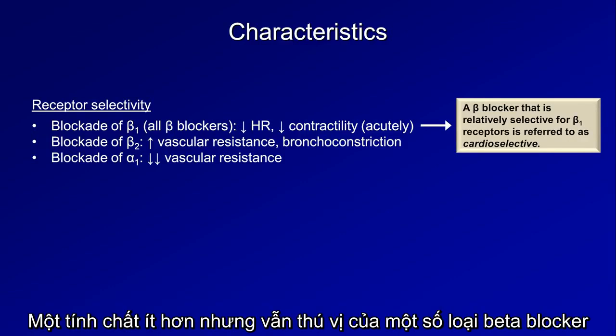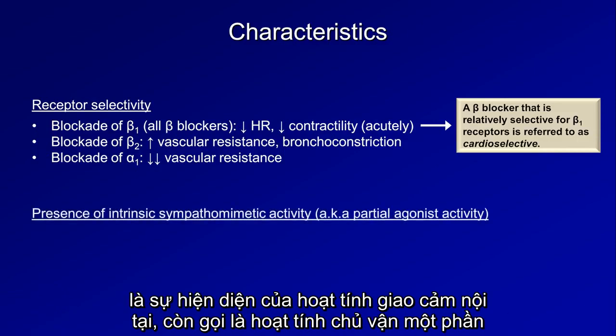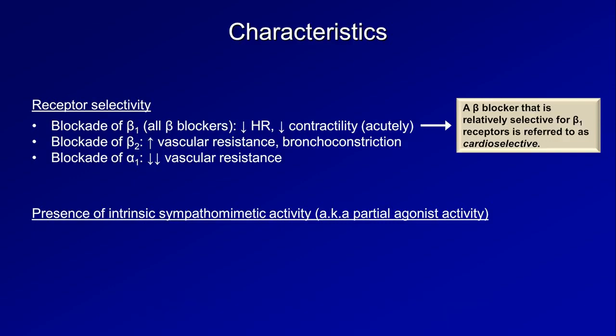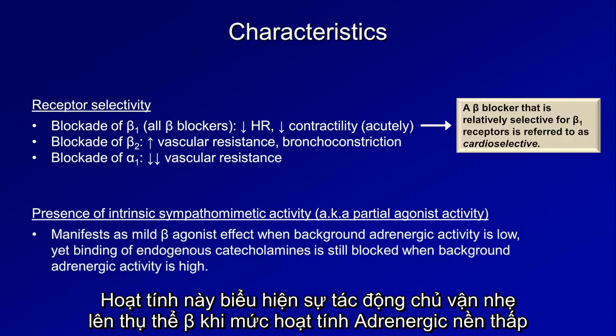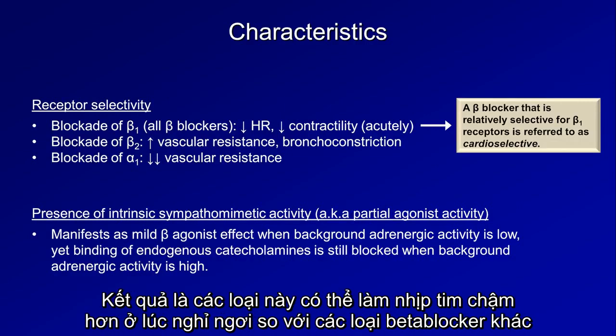A less but still interesting characteristic of some beta blockers is the presence of intrinsic sympathomimetic activity, also known as partial agonist activity. This manifests as mild beta agonist effect when background adrenergic activity is low, yet binding of endogenous catecholamines is still blocked when background adrenergic activity is high. As a consequence, these drugs might cause less bradycardia at rest than other beta blockers.